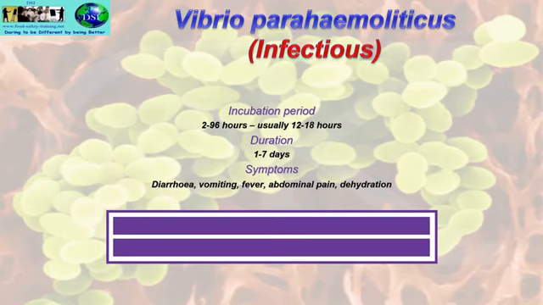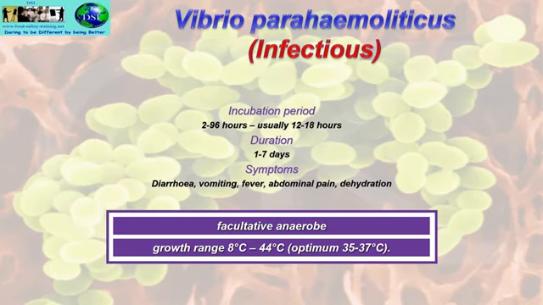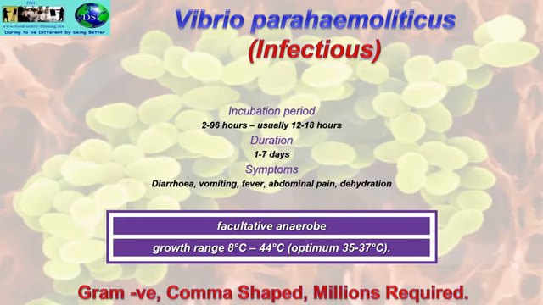Again, it's the full raft of symptoms, so it affects the top and the bottom half of the body. Dehydration really is the loss of fluids because of the diarrhea and vomiting. And as I think I've already mentioned, dehydration is the killer. It's a facultative anaerobe, so it can do with or without oxygen. Growth range 8 to 44 degrees C. Optimum around about body temperature. It's gram positive, it's comma shaped, and millions are required.